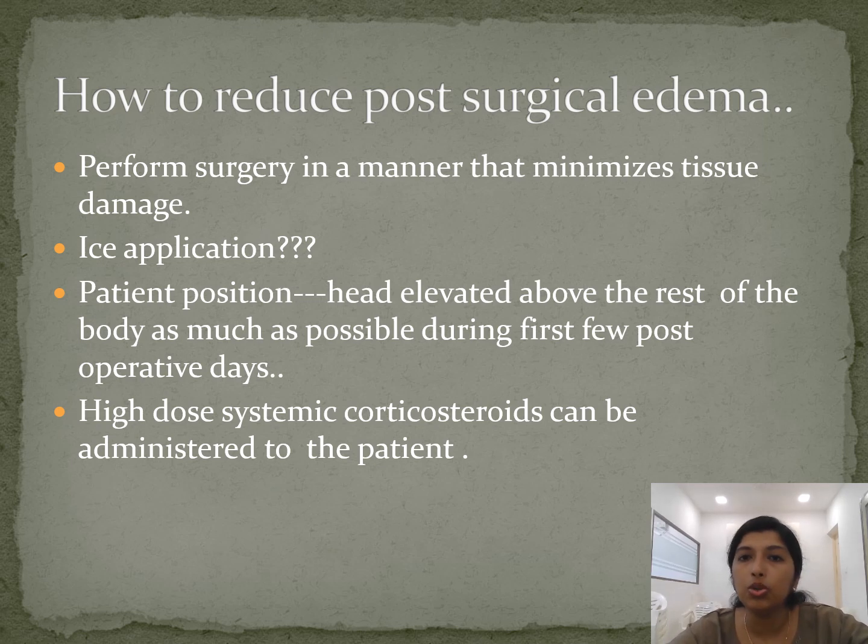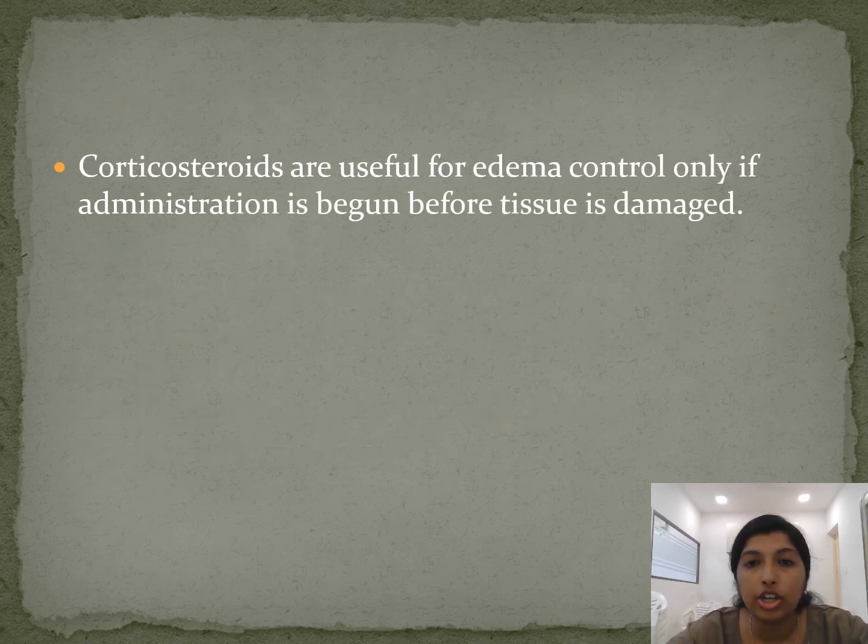How to reduce your post-surgical edema? First, perform the surgery in a manner that minimizes tissue damage. Second is ice pack application. Third, patient position. In the ICU also, you can ask the patient to keep their head elevated from the rest of the body as much as possible for the first few operative days. Then high doses of systemic corticosteroids can be administered. Corticosteroids are useful for edema control only if the administration is begun before the tissue is damaged.